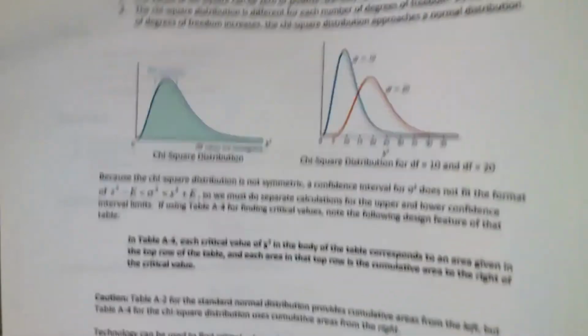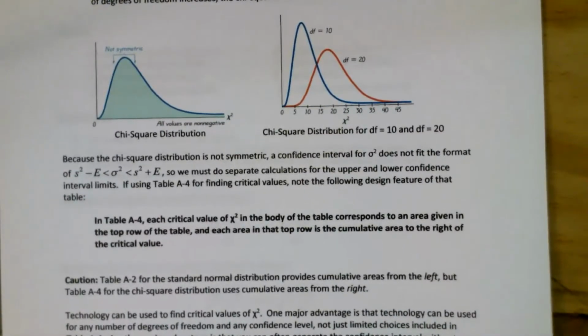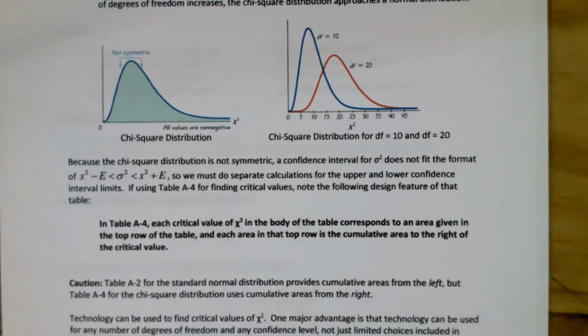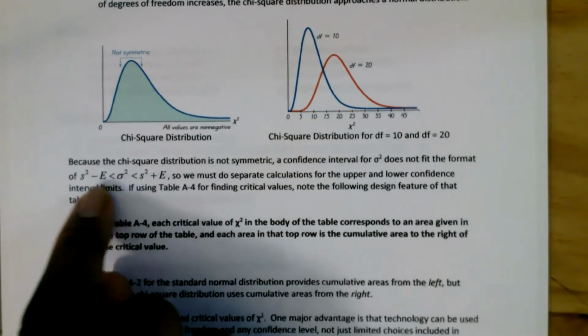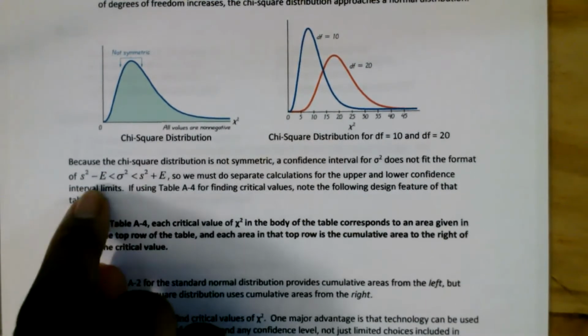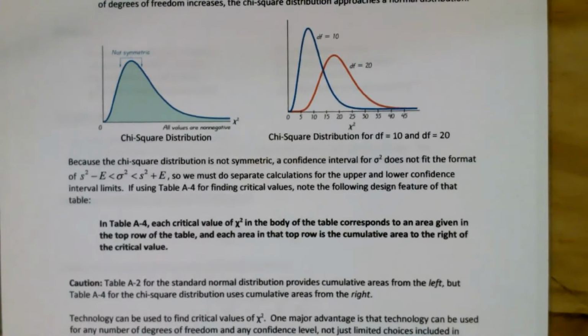Now, because the chi-square distribution is not symmetric, a confidence interval for sigma squared does not fit the format of this. So here we have to do separate calculations for the upper and lower confidence interval limits.